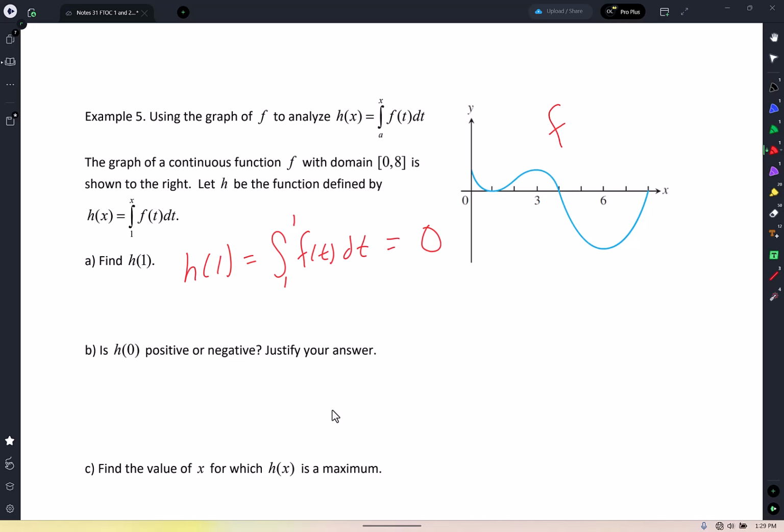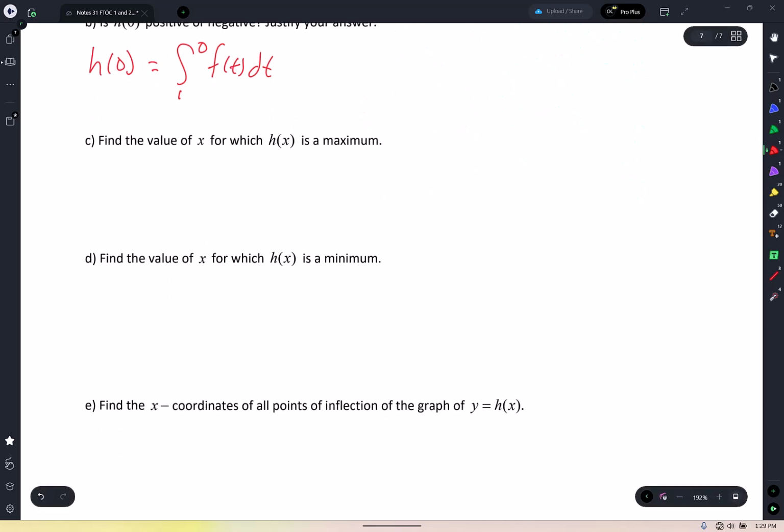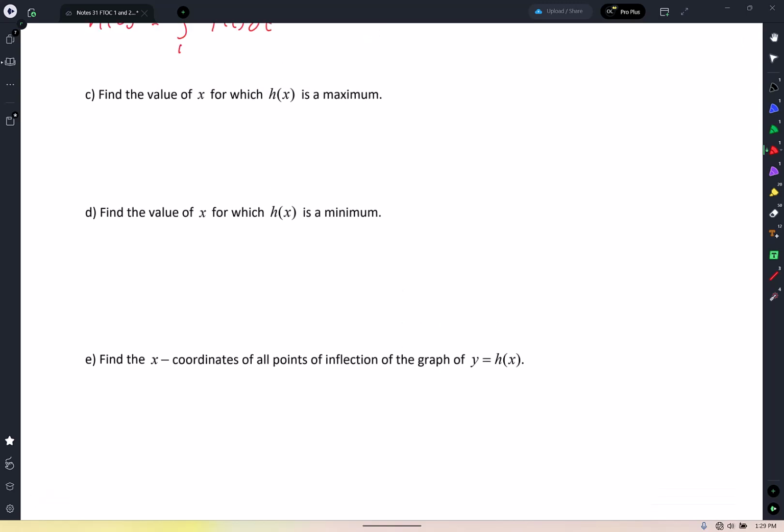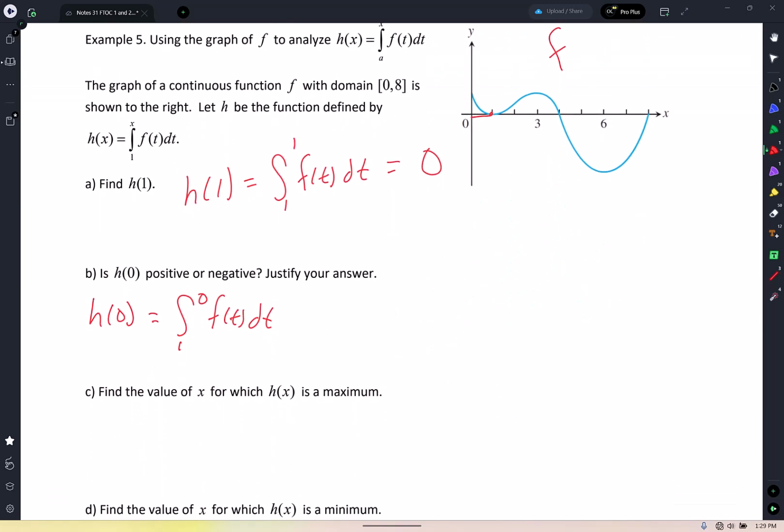Is h of 0 positive or negative? Well, let's see. H of 0 equals the integral from 1 to 0 of f of t dt. I start at 1 and I end at 0. Is this positive or is this negative?